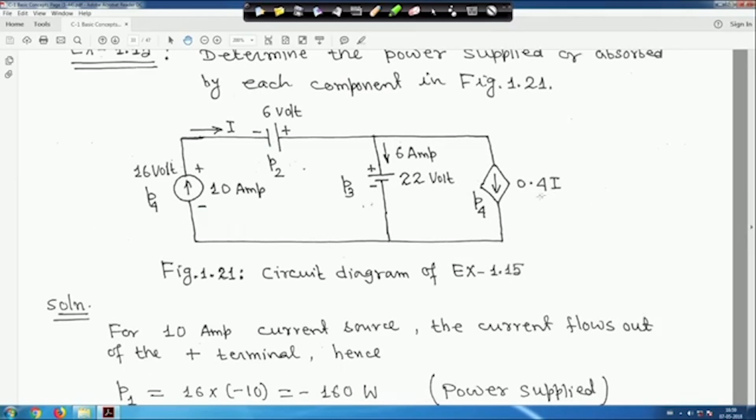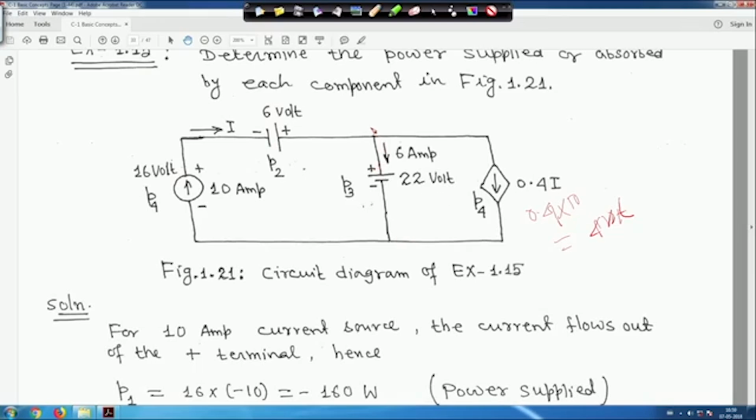Next is the dependent current source, 0.4 I. I is equal to 10 ampere, just hold on, I am writing it for you. So 0.4 into 10 is 4 volt. This is the plus terminal and this is the minus terminal. This is a wire only.